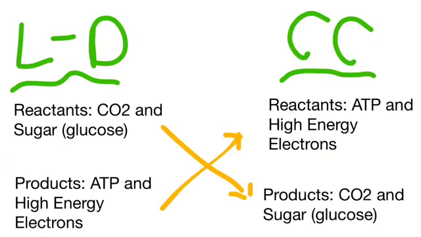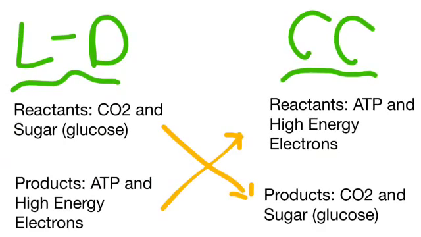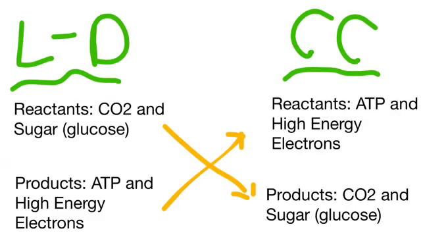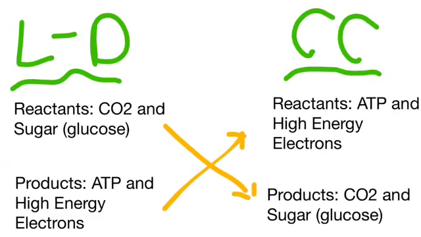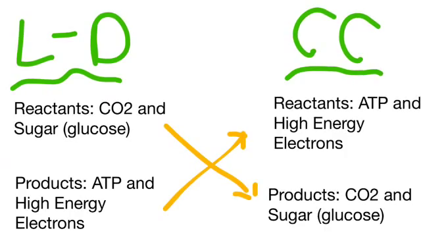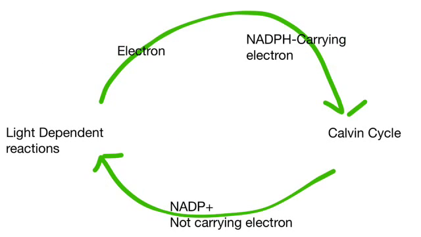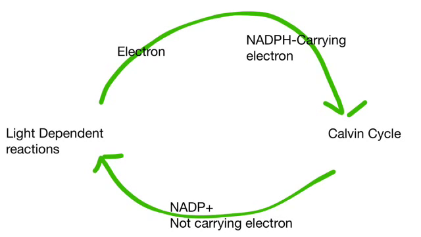The products of one cycle power another cycle, Lauren, said the doctor. The products of light-dependent reaction, such as O2, ATP, and high-energy electrons, power the Calvin cycle, and vice versa. NADP+ and NADPH are also used in photosynthesis. They are both electron carriers. NADP+ is called NADPH when it is carrying an electron.